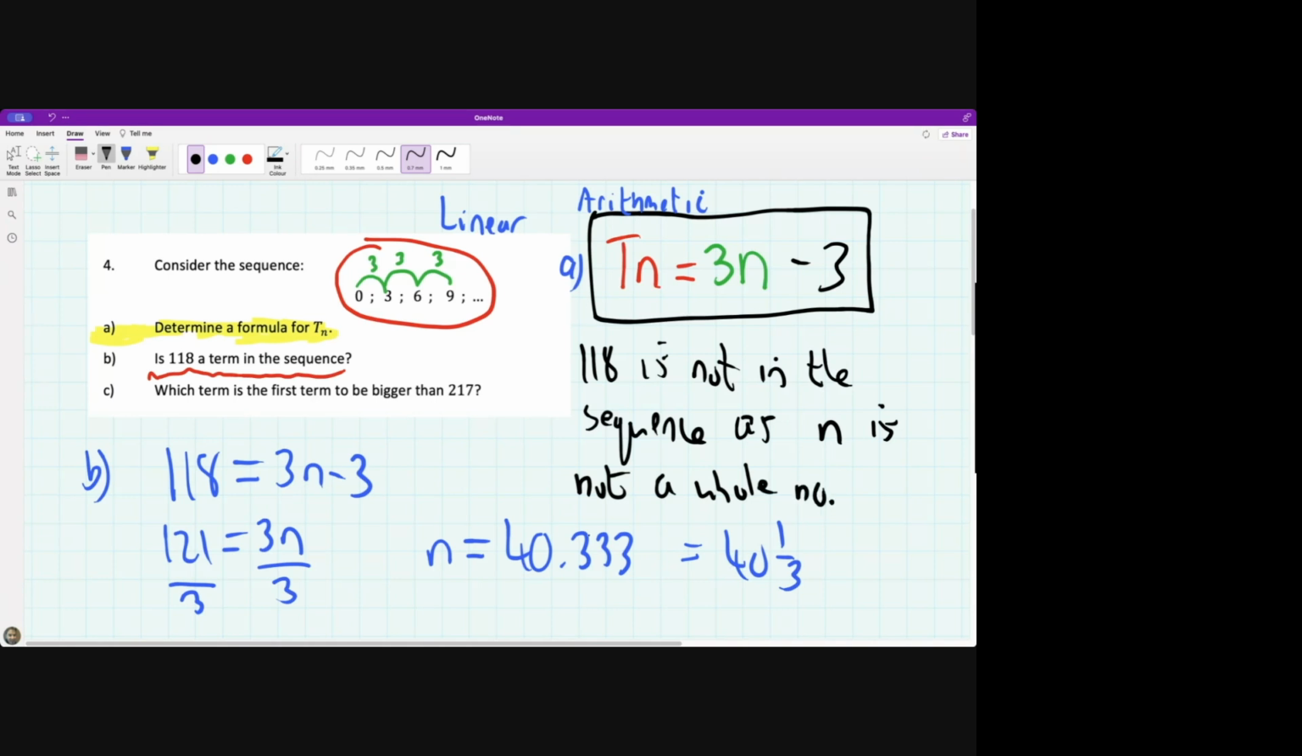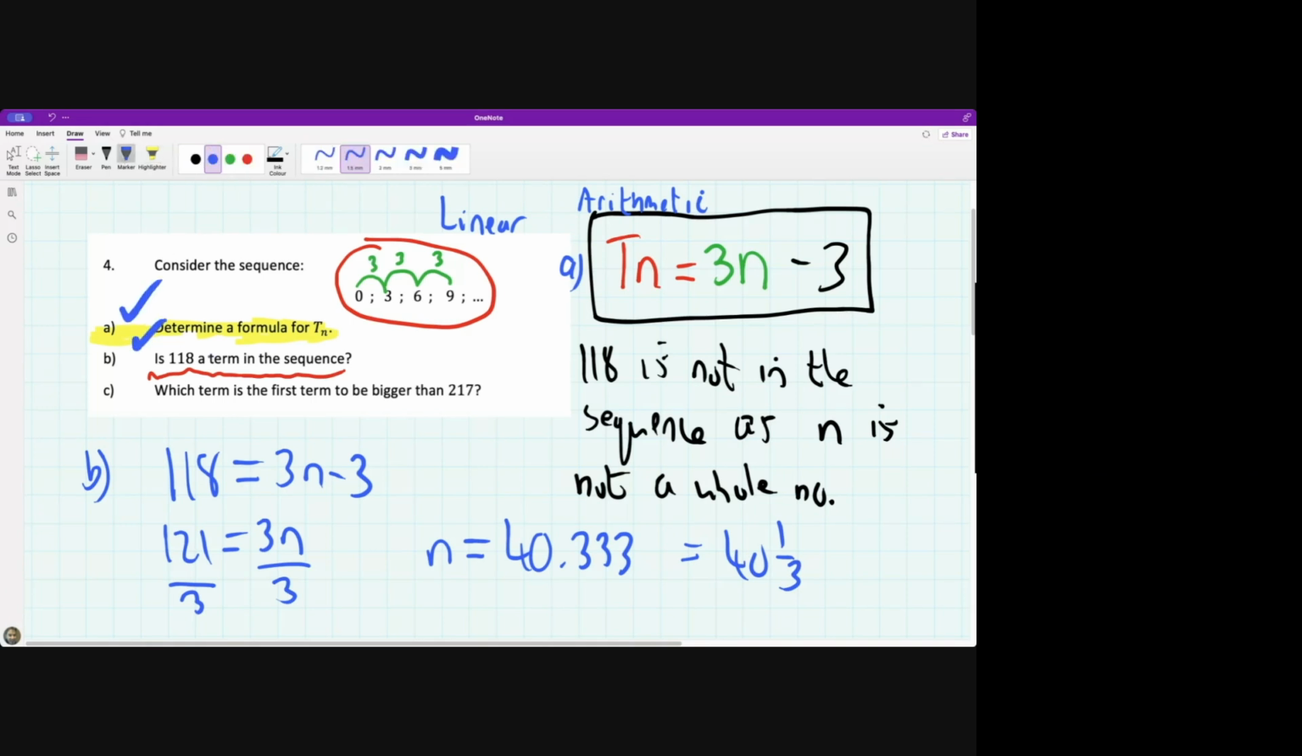And it has to be a whole number. If you think about term number 1, term number 2, term number 3, the positions in a number pattern can only be whole numbers. You can't have position 1.5. It just doesn't work.